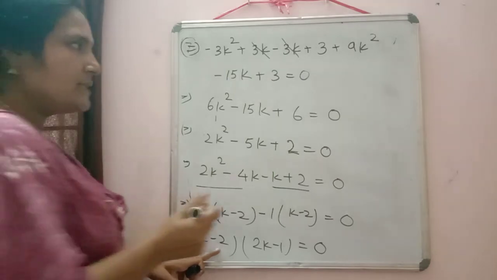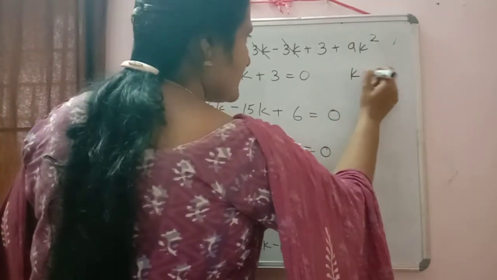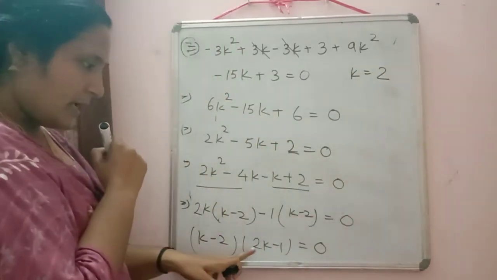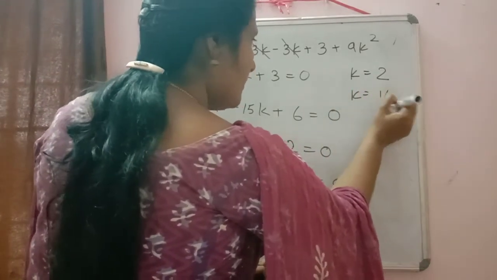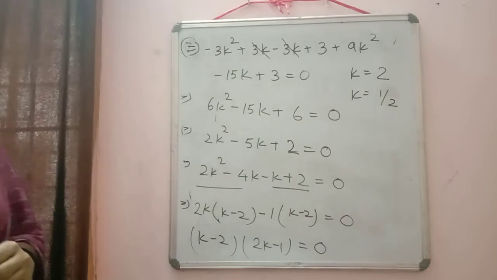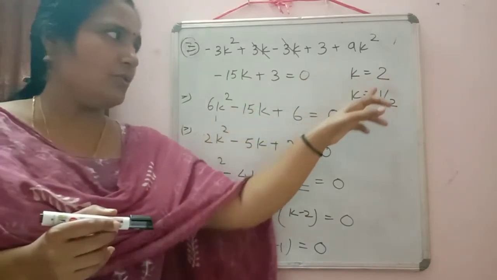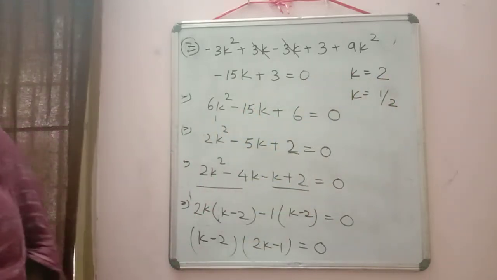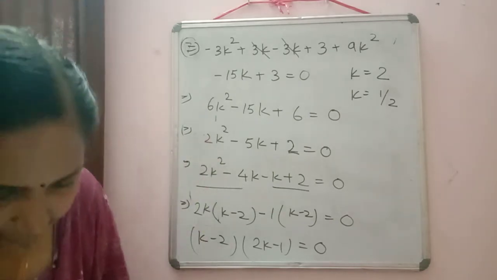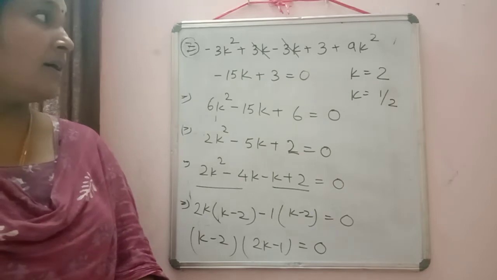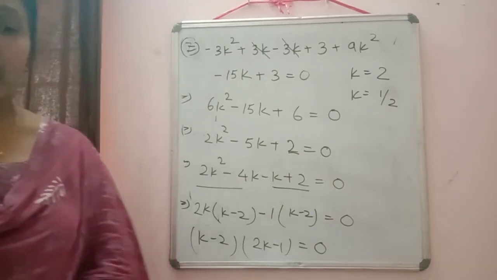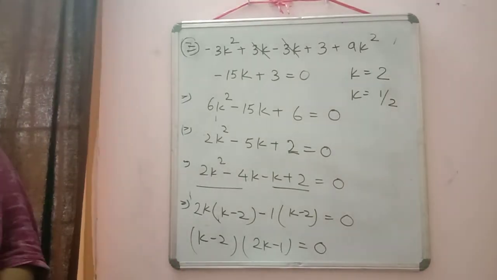If k minus 2 is equal to 0, what will we get? k is equal to 2. And if 2k minus 1 is equal to 0, what will we get? k is equal to 1 by 2. So we have two values for k. One is 2 and the other one is 1 by 2. So always remember, if the points are collinear and you have to find out the value of something, use the concept of area, not distance formula.